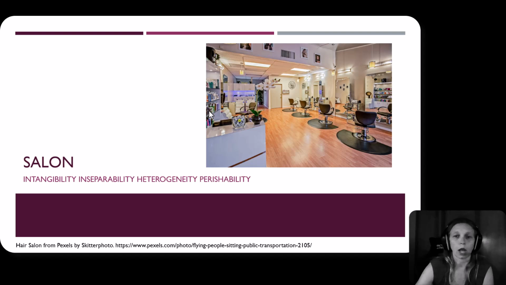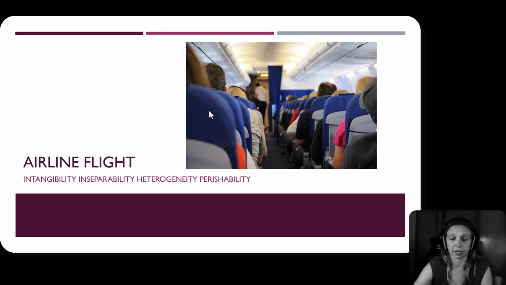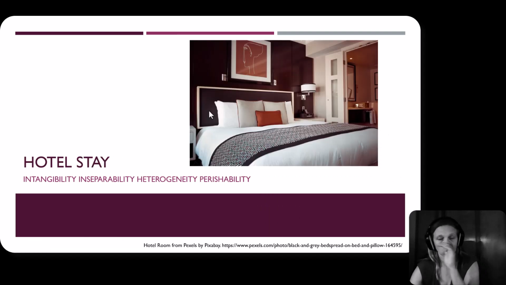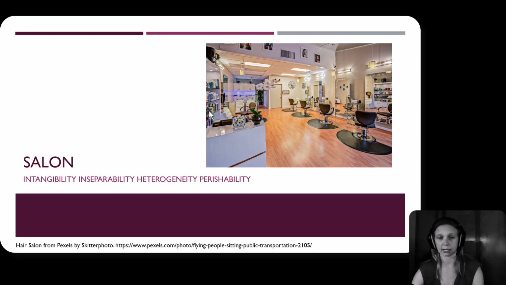Okay, so I would like you to pick one of the following to do this with, or you can pick something else. We have an airline flight. In what ways is this experience intangible, inseparable, heterogeneous, and perishable? Or a college course? Or a hotel stay? Or if you can think of something else on that continuum that is not purely a good, but is more on the side of being an experience, I'd like you to go through the exercise I just did here. Explain to me why it has these features.